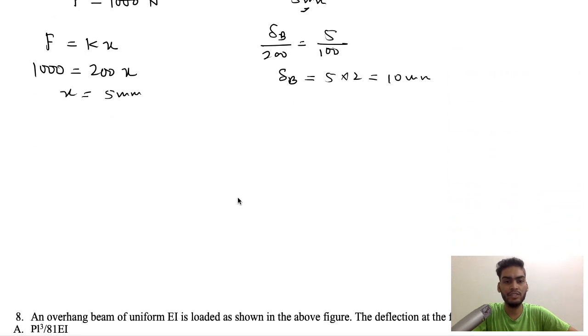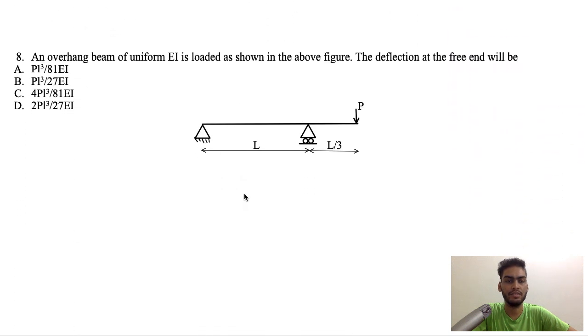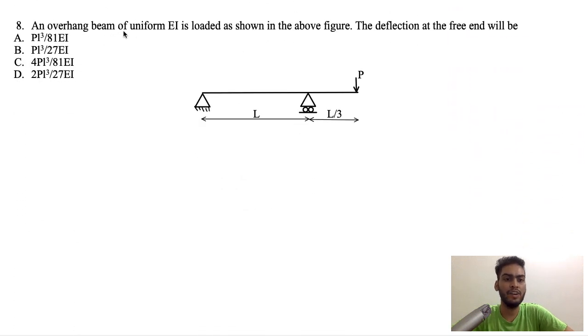Then the last question for today. Here it says an overhang beam of uniform EI is loaded as shown in the figure. The deflection at the free end will be. So for this beam A, B, C, let's say, we have to find out the delta C. So try to solve it.